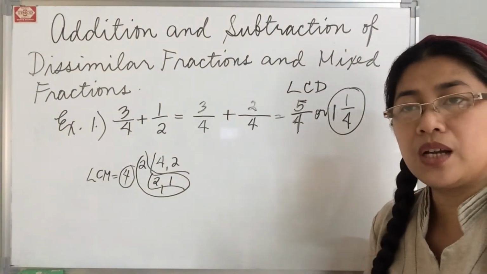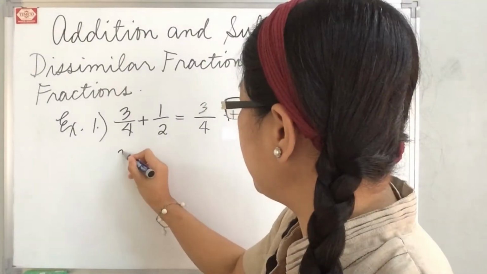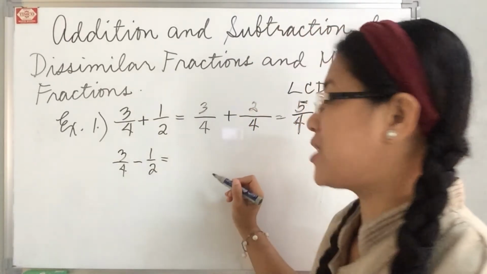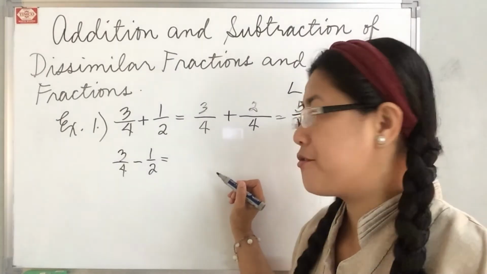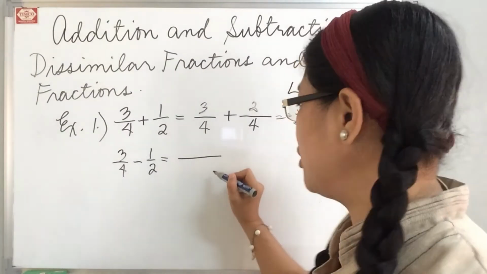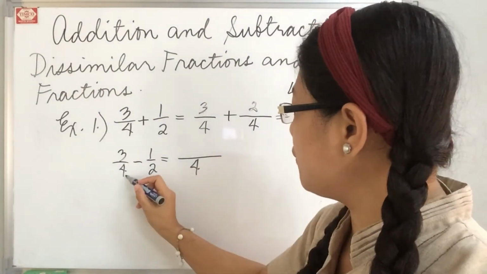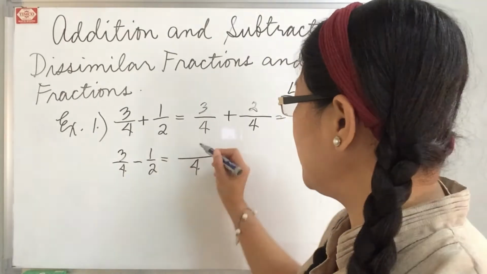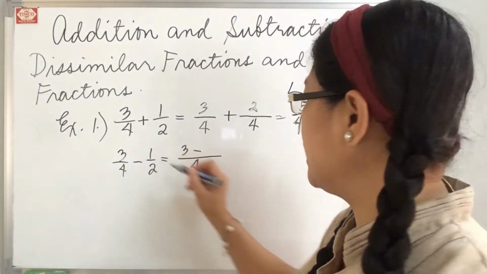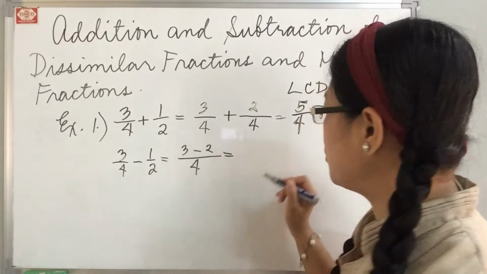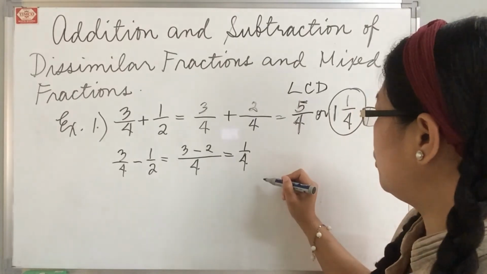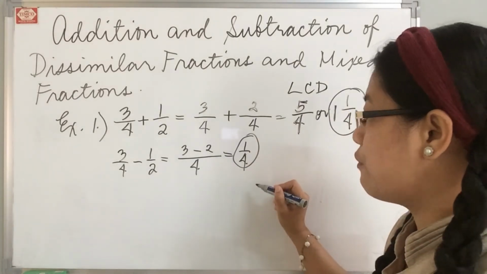Okay, now let's go to subtraction. We have 3/4 minus 1/2. So same steps. First, change it into similar fractions by finding the LCD. So let's just write one number or one digit. 4. 4 divided by 4 is 1. 1 times 3, that is 3. Minus 4 divided by 2 is 2. Times 1 is 2. So, let's subtract. 3 minus 2, that is 1. And copy the denominator. So, our final answer is 1/4.